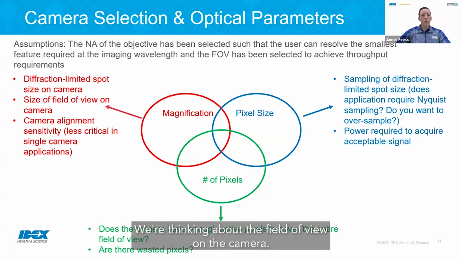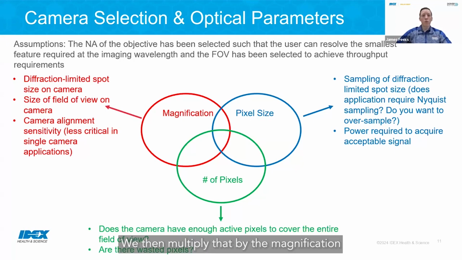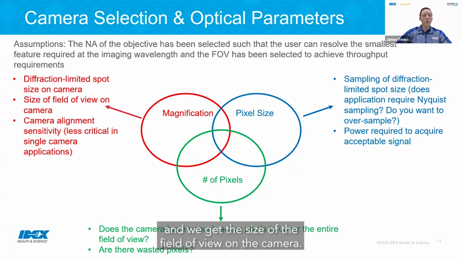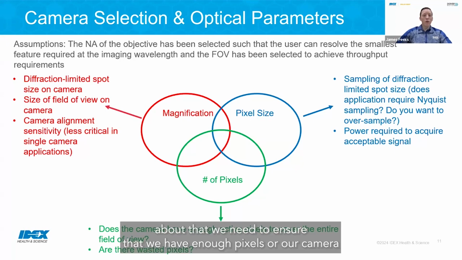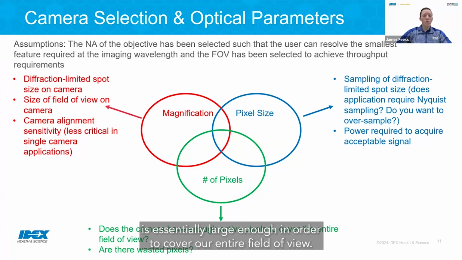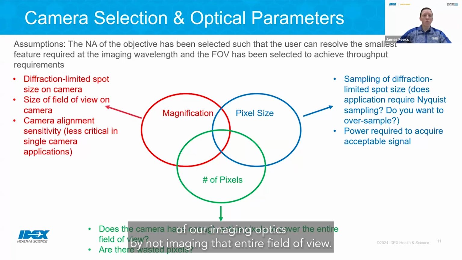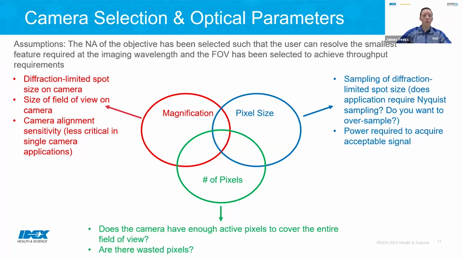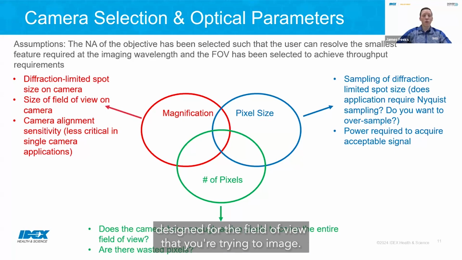Moving on, we're thinking about the field of view on the camera. So again, we have our field of view in object space. We then multiply that by the magnification, and we get the size of the field of view on the camera. So in order to think about that, we need to ensure that we have enough pixels, or our camera is essentially large enough in order to cover our entire field of view. Otherwise, we have wasted the performance of our imaging optics by not imaging that entire field of view. Conversely, you may have too large of a camera, right? Is your camera over-designed for the field of view that you're trying to image?